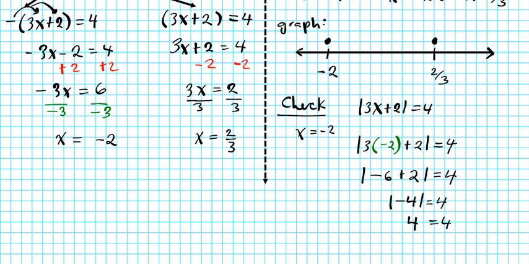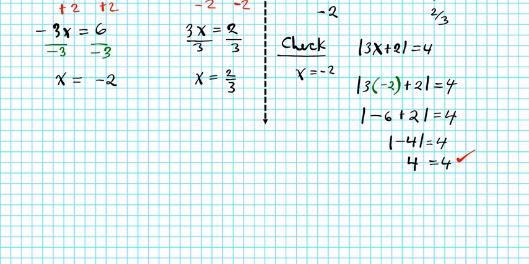Okay, now we're going to check the second one. Remember, we had two answers: x equals -2 and x equals 2/3. So now we're going to check x equals 2/3. If that's good, that means that our answers are correct. So we're going to plug it into the original equation. Absolute value of 3, and instead of x, I'm going to replace x with 2/3. If I add 2 to that and take the absolute value, will I get 4? Let's simplify that and see.